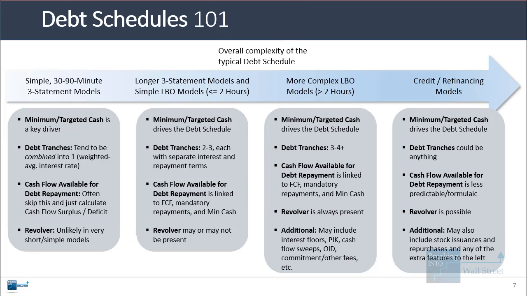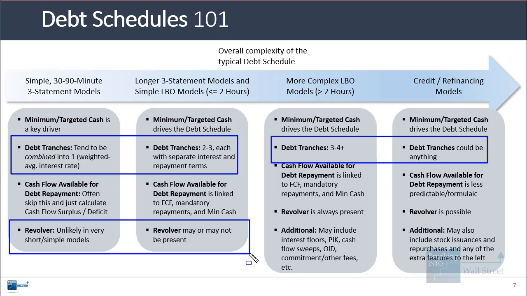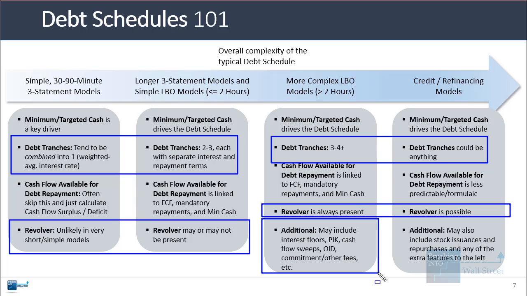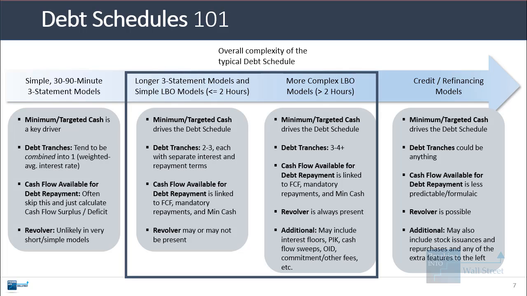And then in terms of the differences, the most obvious one is that the more complex models simply have more tranches of debt that are being tracked separately. Another difference is that the revolver is often not present in very simple and short models, but then when you get into the more complex ones, the revolver is either always there or it is often there, and you could have more complex features like interest rate floors, paid-in-kind interest, cash flow sweeps, original issue discount, commitment fees, and so on and so forth. So this is a quick summary of what to know about debt schedules. We recommend staying somewhere in this range that I've just circled on screen to keep things as easy as possible.